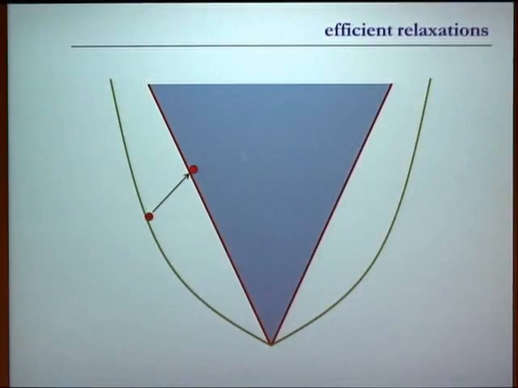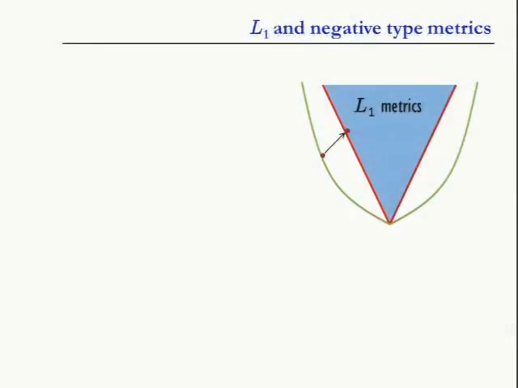So, okay, I have one more thing. I didn't tell you what this green cone is going to be yet. So this blue cone is the set of cut metrics. And I didn't tell you what we're going to be talking about as our efficient relaxation.